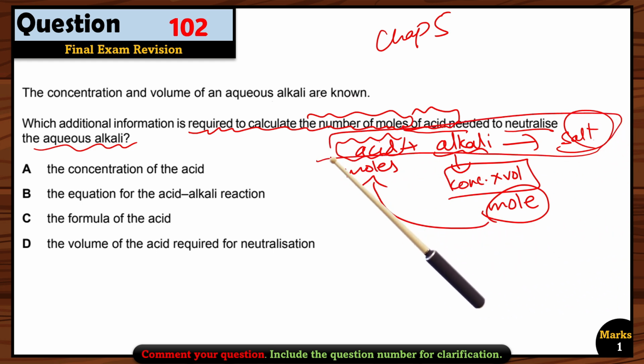So let's see which option is correct. The concentration of the acid, no, we don't need, because once we know the alkali mole, we already have the information related to the mole, right? So we will get it. The equation for the acid alkali reaction, yes, that's very important, because once we know the balanced equation, we will balance it, and from balancing we will know the number of moles. We will compare the moles of this one with the acid.